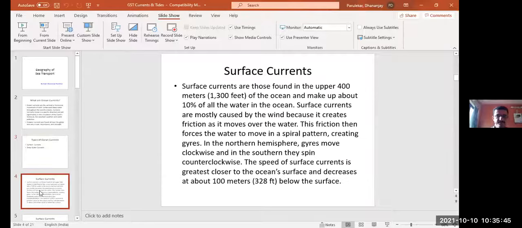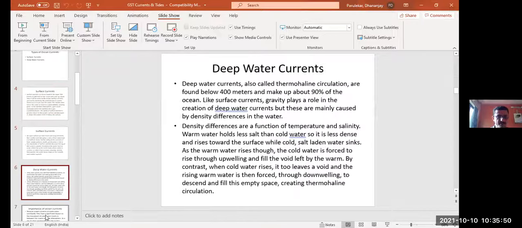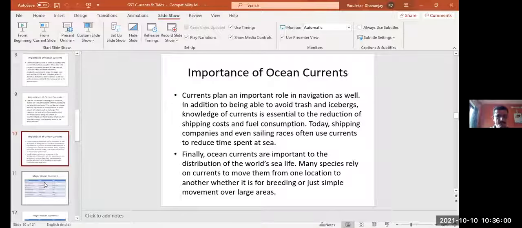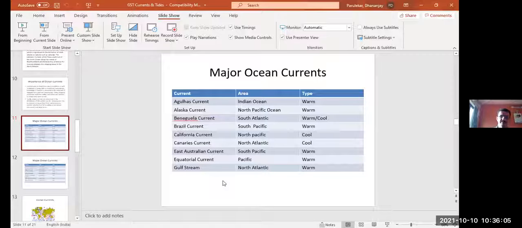Okay, surface currents. Don't worry about this. I will only go to the important ones. Don't worry about the other ones. This is very clearly given in your books. Okay. Now, let's do the work first. All of you write down these names. All of you can see this?